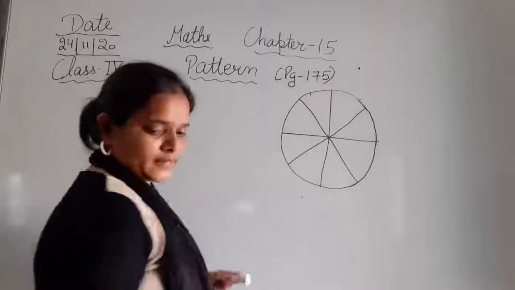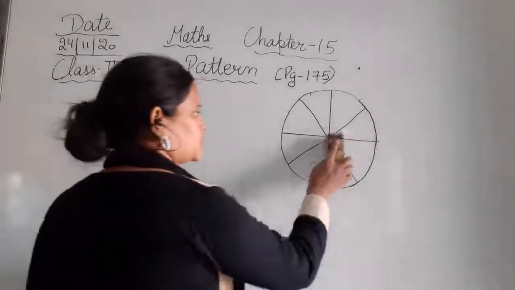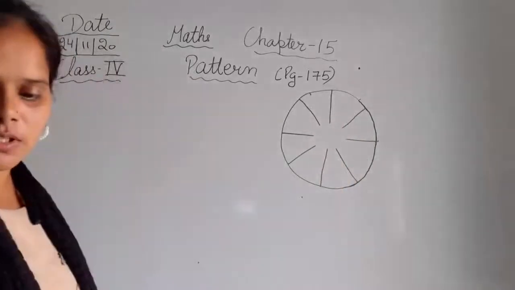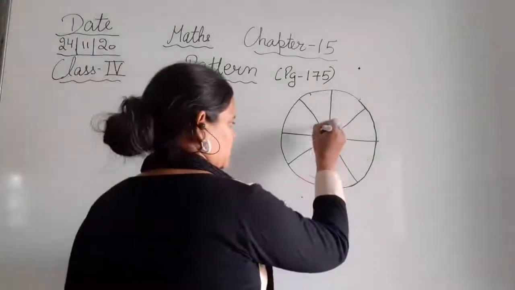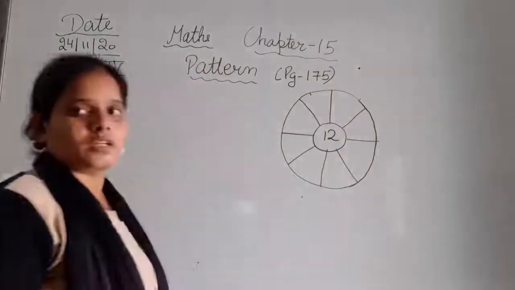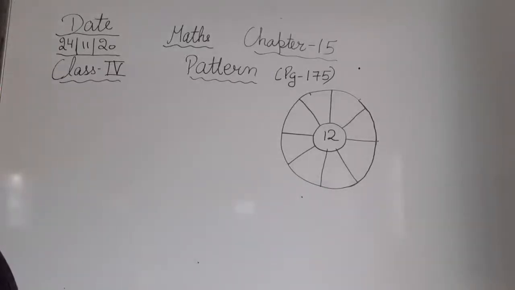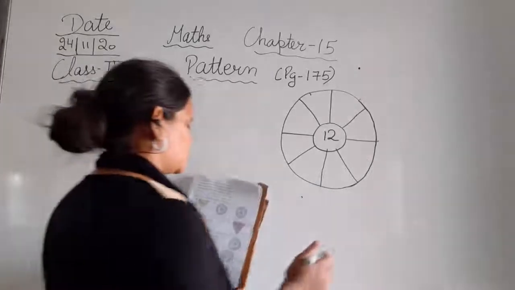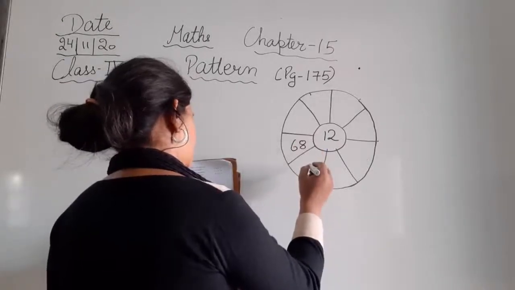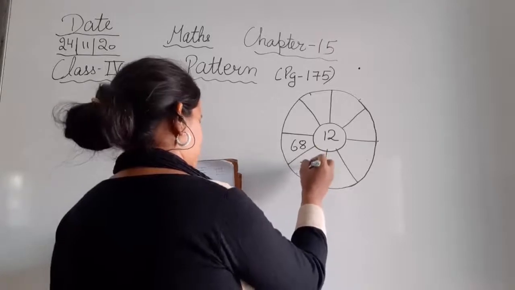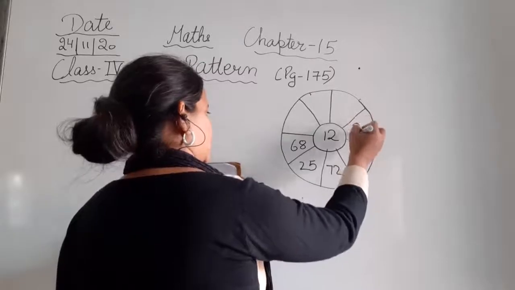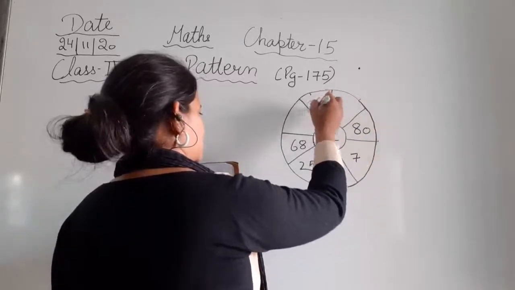And in the middle it is written, what is written in the middle? In the middle it is written 12. So 12 is written in the middle. And you can see various digits are already written there. Here it is 68. Here it is 25. Then 72, 7, 80. One is blank and this is 60.